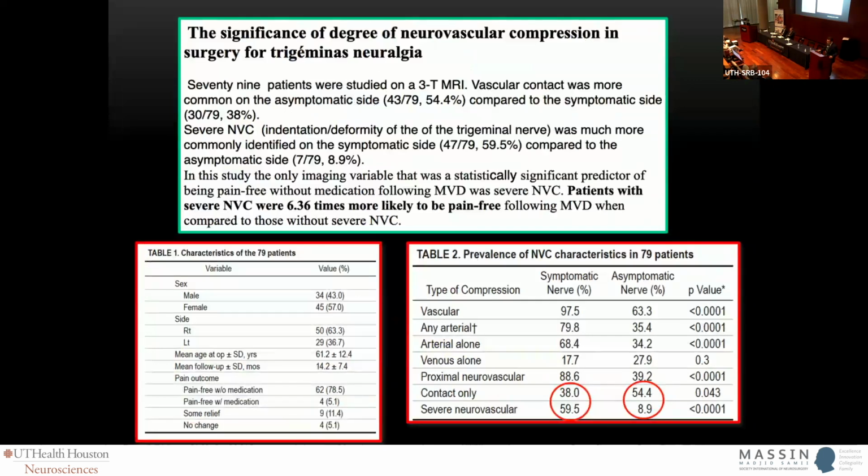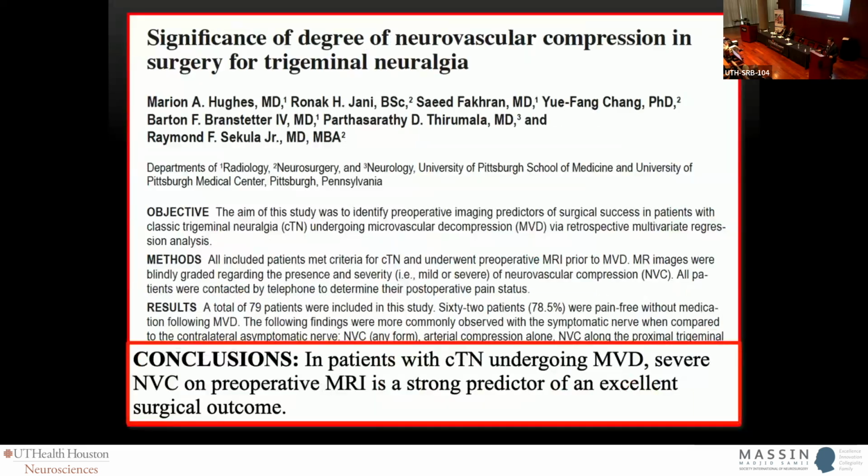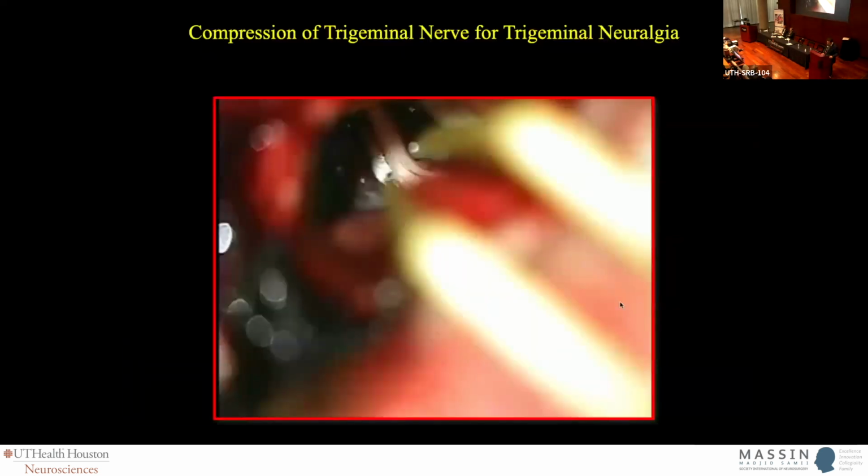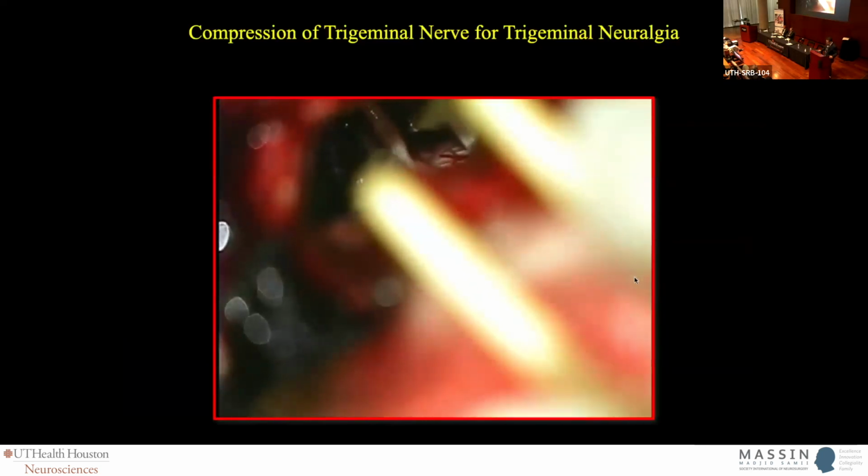They studied 79 patients with 3D MRI, and they found contact in only 38% in the asymptomatic nerve and 54% in the symptomatic nerve, and severe neurovascular compression in almost 60% in the symptomatic nerve and 9% in the asymptomatic nerve. So, conclusion: in patients with classical trigeminal neuralgia undergoing MVD, severe neurovascular compression on preoperative MRI is a strong predictor of an excellent surgical outcome.